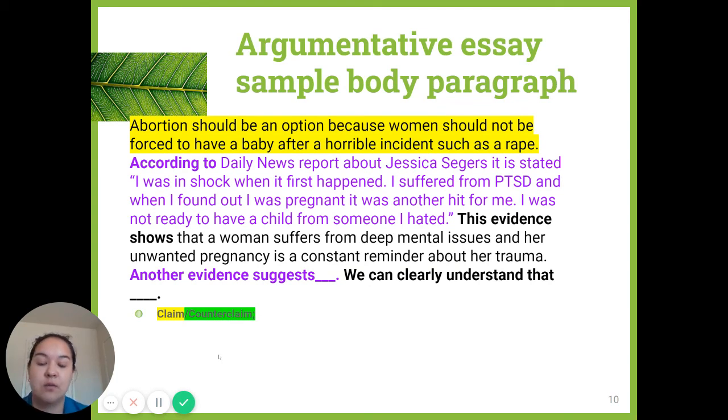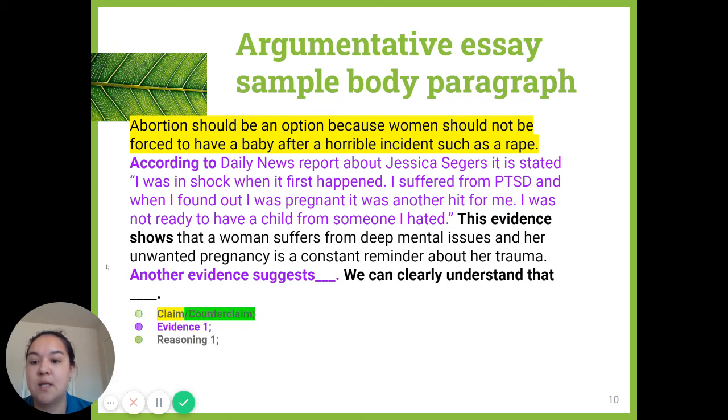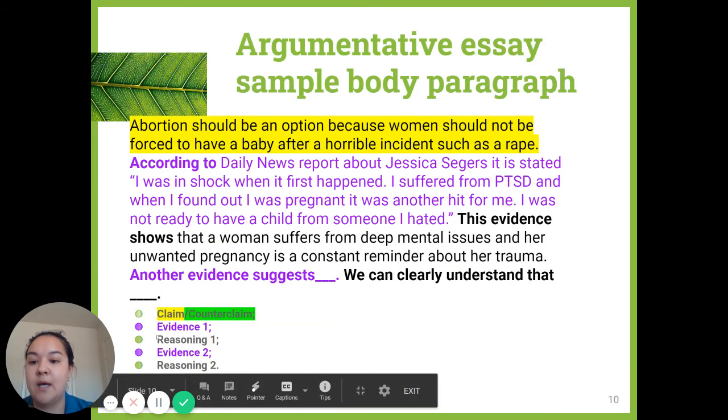Another evidence suggests, you may type in another piece of evidence. Again, those should be clear facts. We can clearly understand that, and you explain what that evidence is about, right? So we are following the structure of claim, evidence, and reasoning again, right? And if we want, we repeat the cycle of evidence and reasoning sentences as many times as we need for our text.